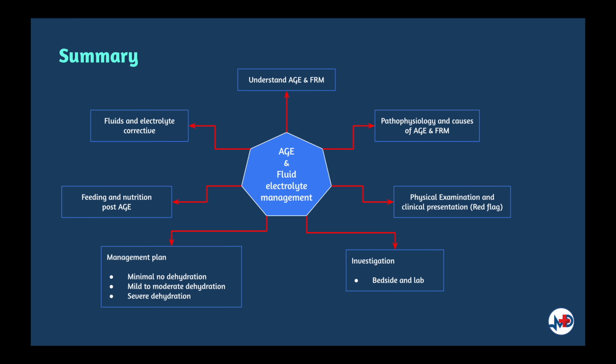The history and physical examination are vital to differentiate between acute gastroenteritis and other causes of vomiting and diarrhea in children, and to estimate the degree of dehydration. Investigations are aimed at finding out the severity of dehydration rather than the causative agent. When it comes to management, initial management should always focus on correcting the dehydration.